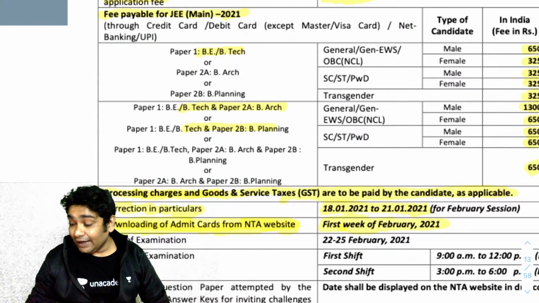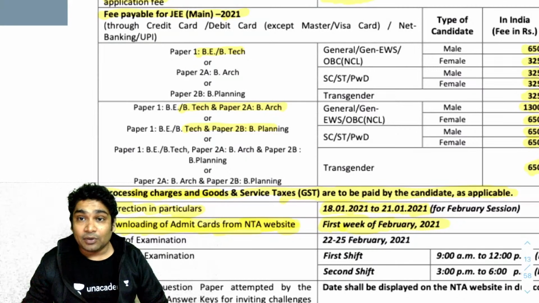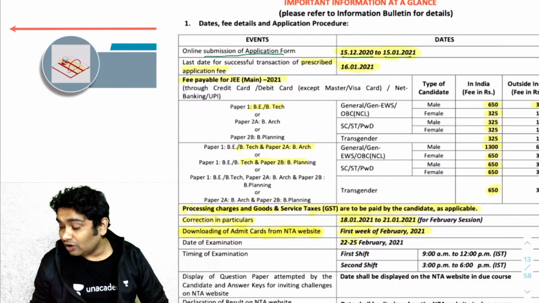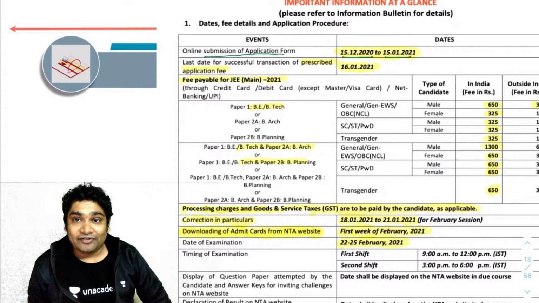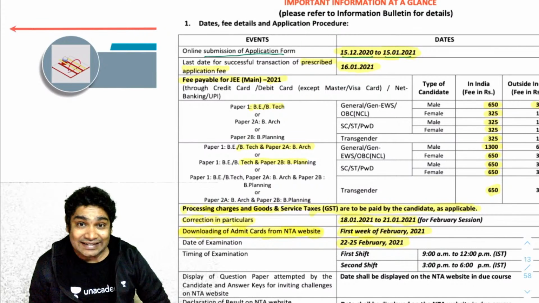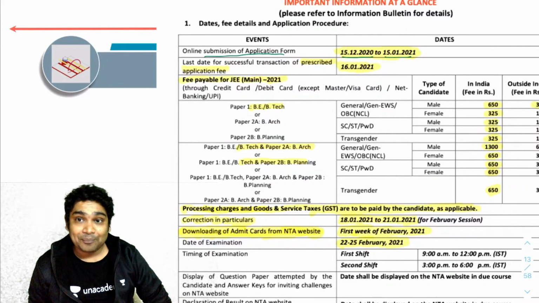Okay. Now the date of the examination for the February attempt would be 22nd to 25th of February. So these are the exam dates. The first attempt of February is going to happen from 22nd till 25th. Okay. So 4 days there.